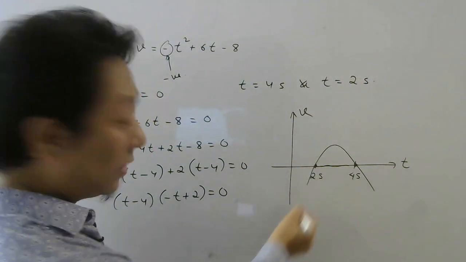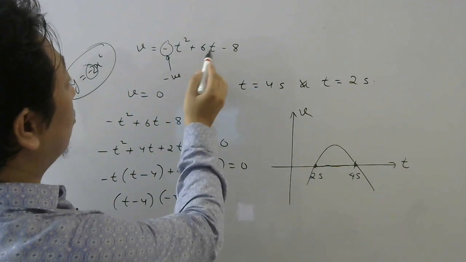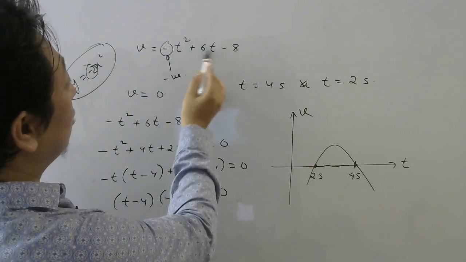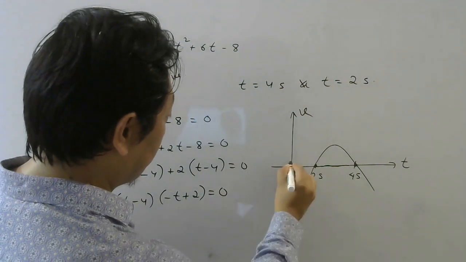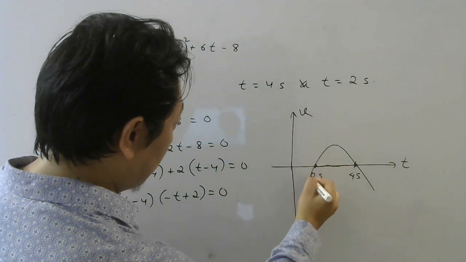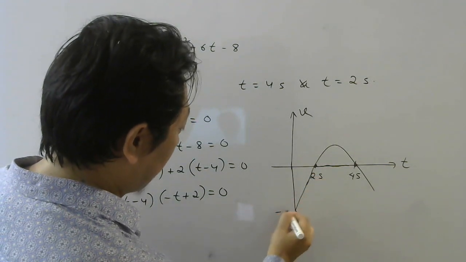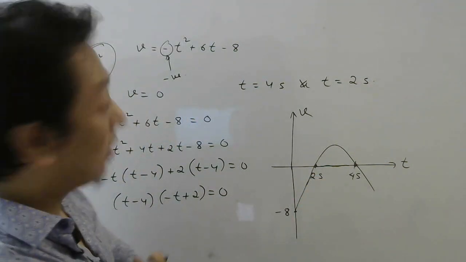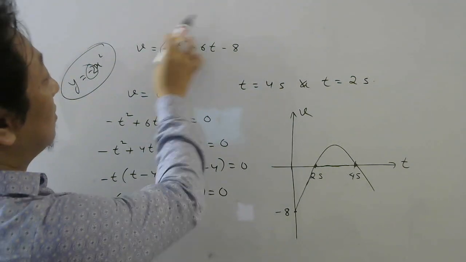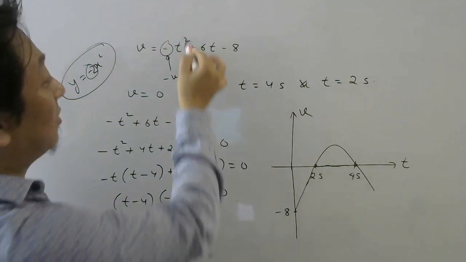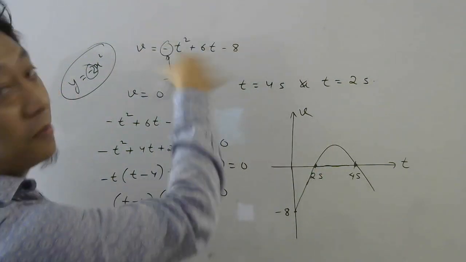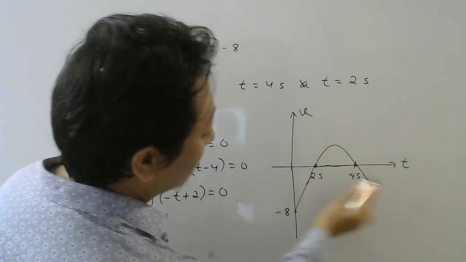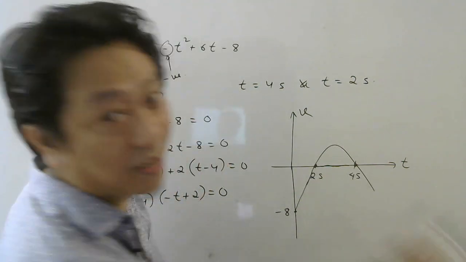And you can expect it to be this way because when I put t equal to 0, these terms will be 0 and v will be -8. So if I continue this graph like this, you can see this will be -8. And when t becomes very large, the negative t square term will become very, very large, so this whole thing will become negative. So after 4 seconds, the graph becomes more and more negative.